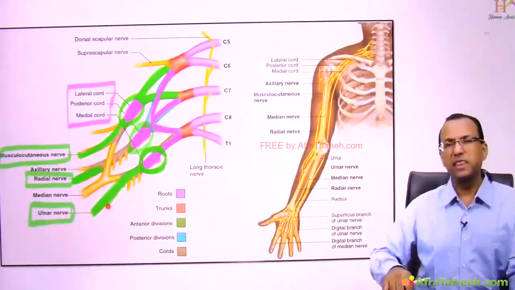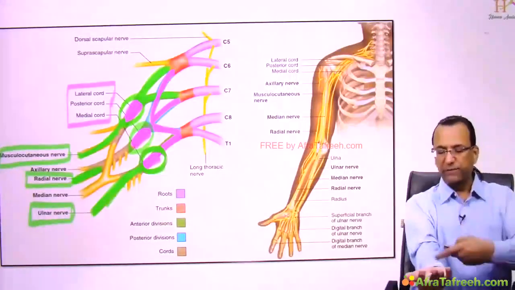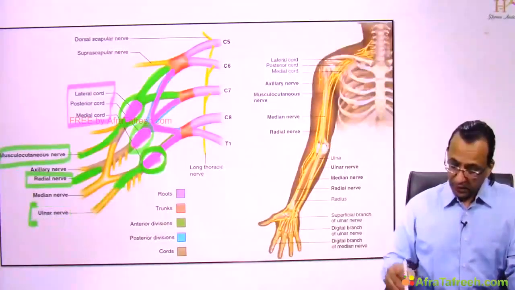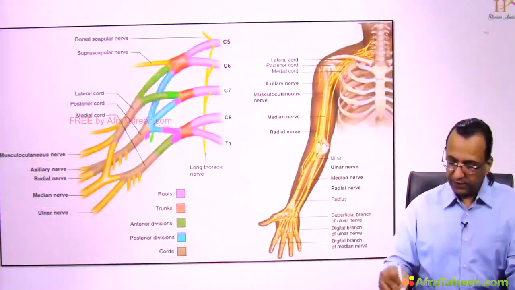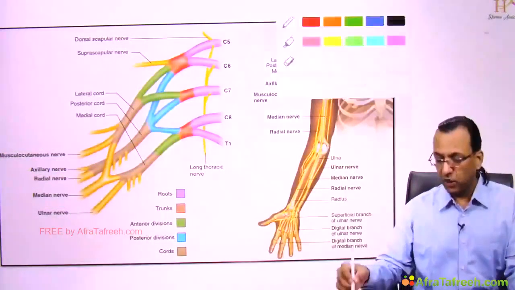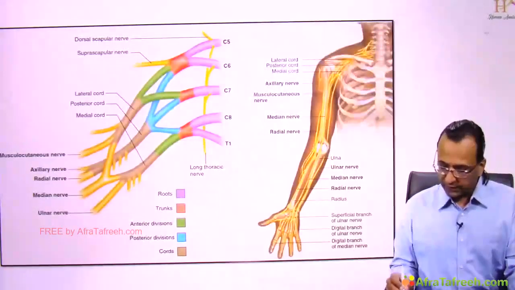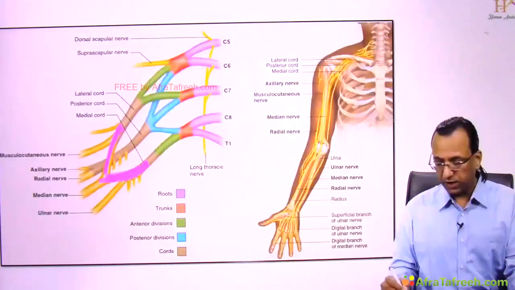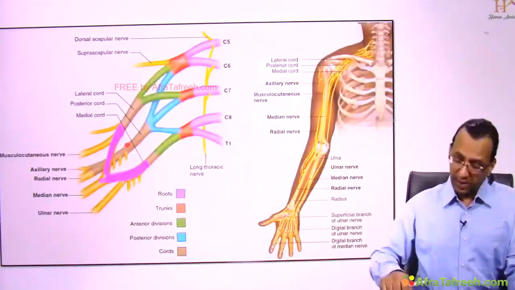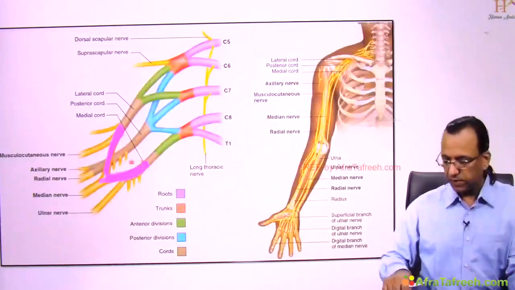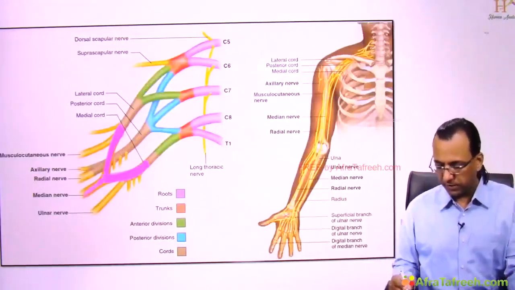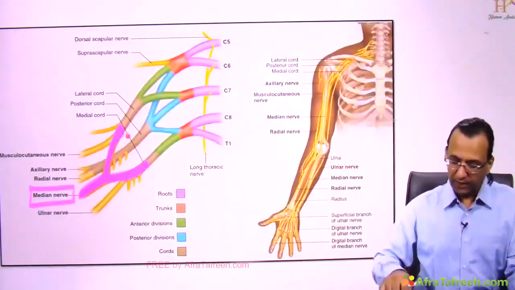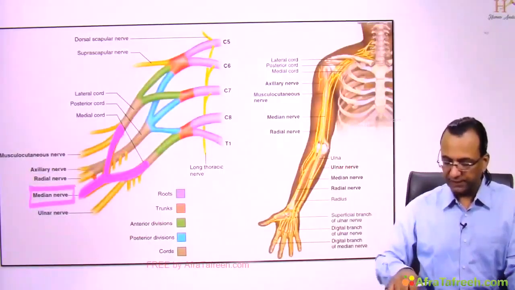And what about the median nerve, which is in the midline? Regarding the median nerve, you will see that it is actually the lateral cord as well as the medial cord. This is the lateral, this is the medial. So the lateral cord is contributing as well as the medial cord towards the median nerve in the midline. So the median nerve is contributed by not only the lateral cord but also the medial cord of the brachial plexus. Yes, that is the point.